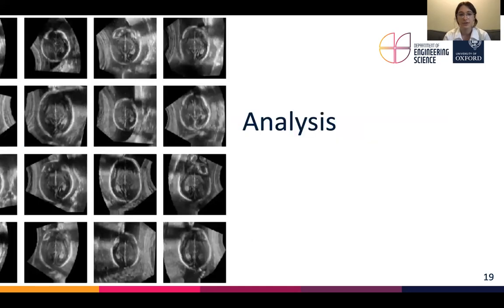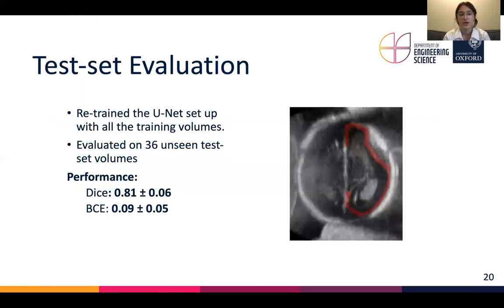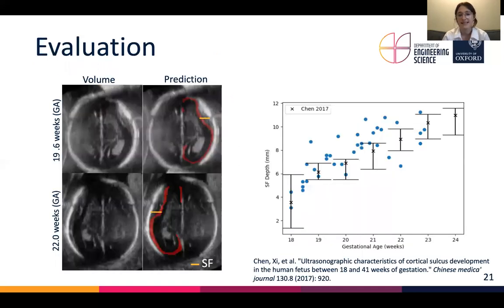I'm now going to talk briefly about our analysis. As the UNet performed best across the 5 folds, we then retrained it using all the training volumes and evaluated it on 36 unseen test set volumes, and we found it to have a high Dice score of 81% and a binary cross entropy of 0.09. As I said previously, there's no gold standard method for ultrasound cortex segmentation, so we designed our own.